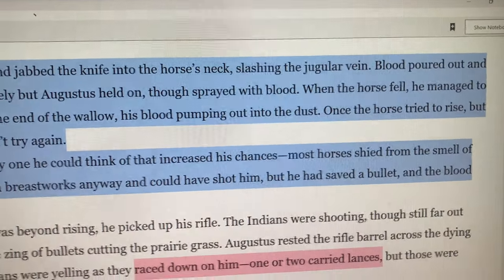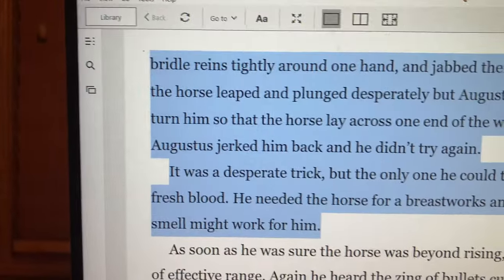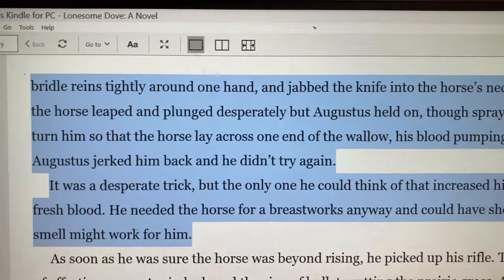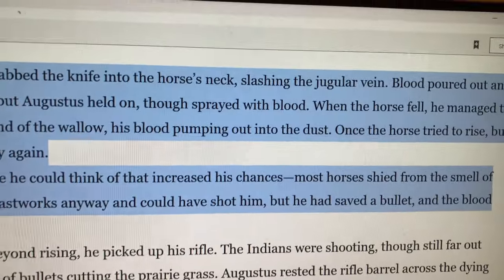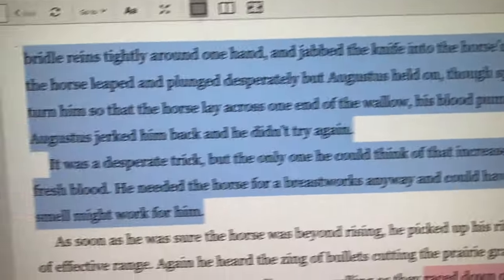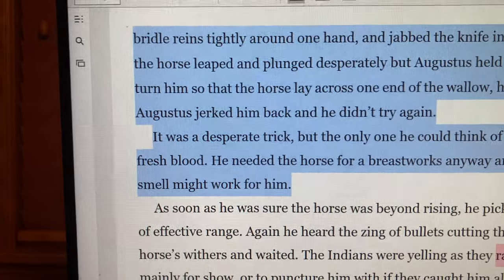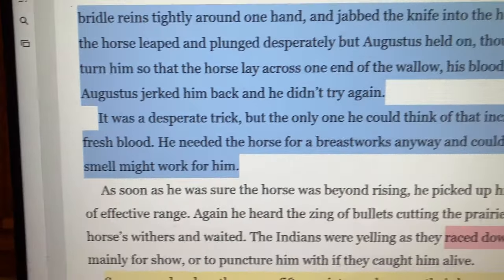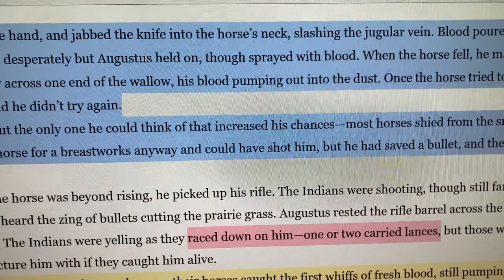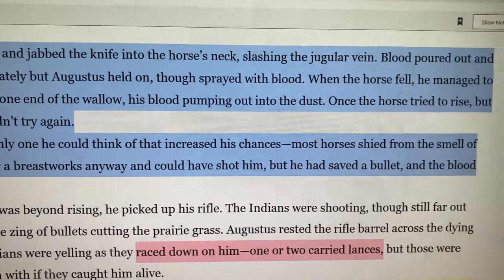Blood poured out. The horse leaped and plunged desperately, but Augustus held on, though sprayed with blood. When the horse fell, he managed to turn him so the horse lay across one end of the wallow, his blood pumping out into the dust. Once the horse tried to raise, but Augustus jerked him back and he didn't try again. It was a desperate trick, but the only one he could think of that increased his chances.